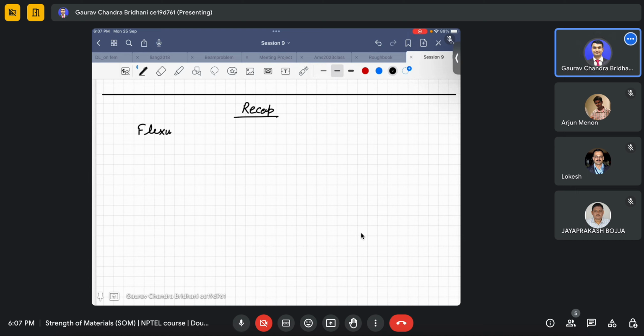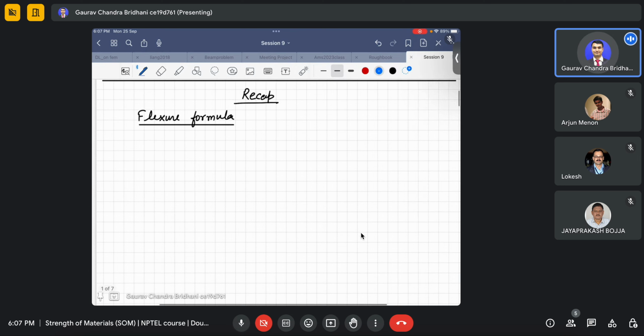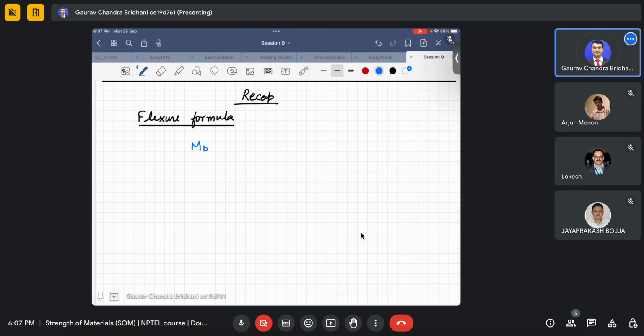The flexure formula, which was also known as Euler-Bernoulli beam theory, which we have seen. So how is the flexure formula there? We have M_b by I_z is equal to minus sigma_x upon y is equal to E upon rho. This we have seen already last time.